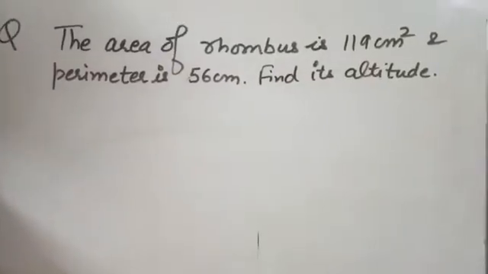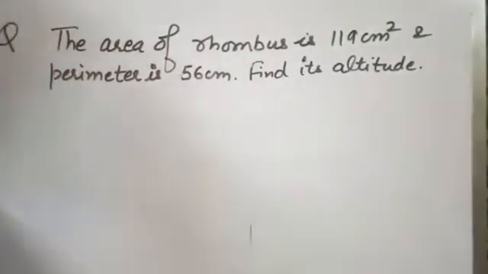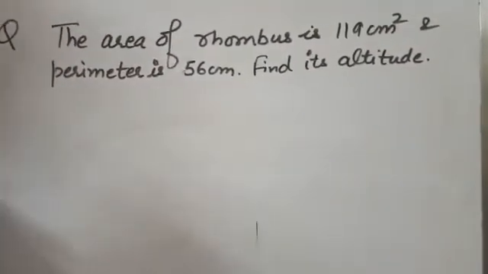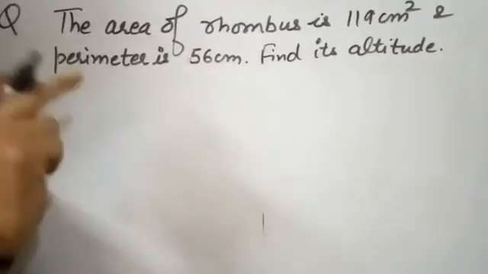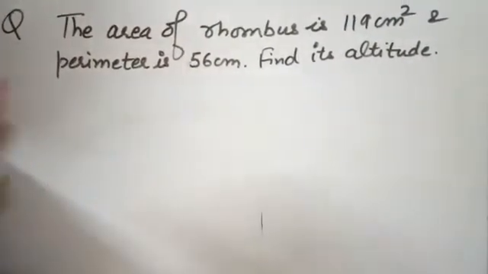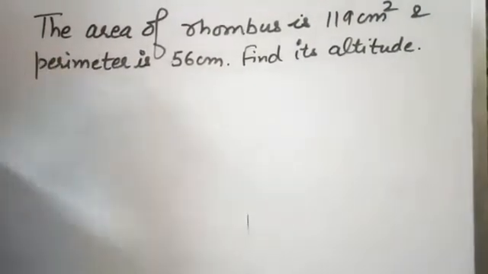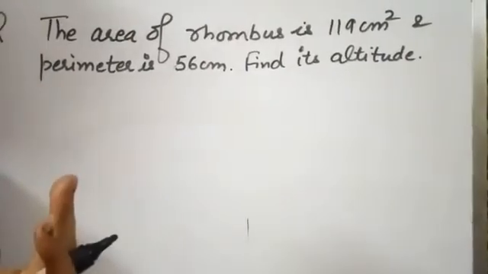Now the next question: the area of the rhombus is 119 centimeter square and the perimeter is given to us. As we all know, the area of the rhombus is base into height, but neither base nor height is given to us, nor is any relation between them. What is given to us is the perimeter. So what can we find out from this perimeter?